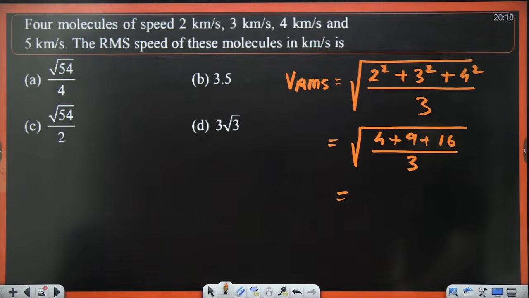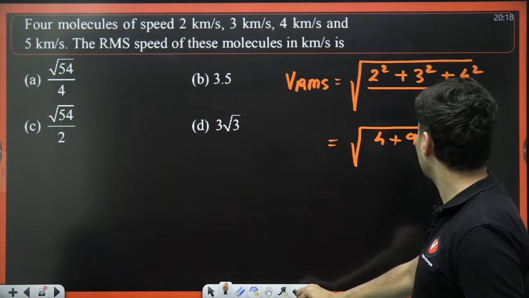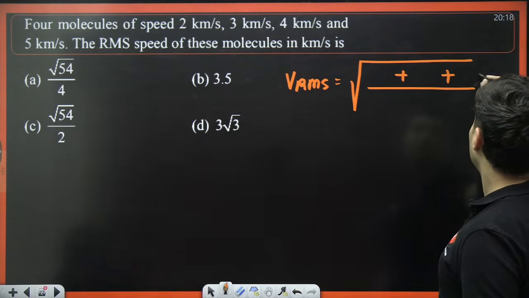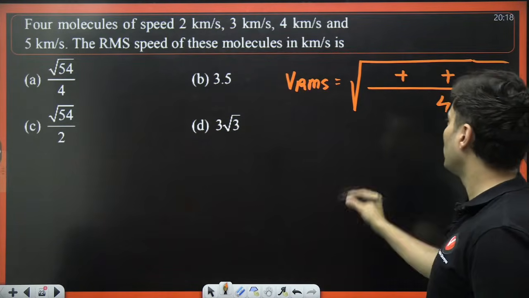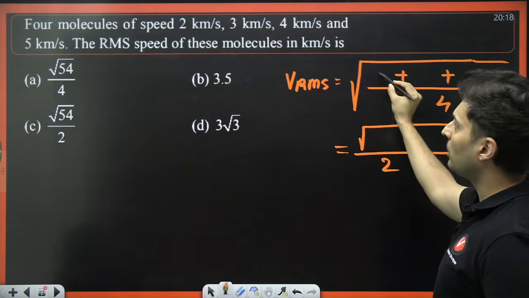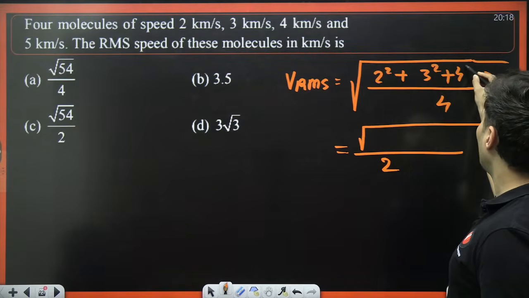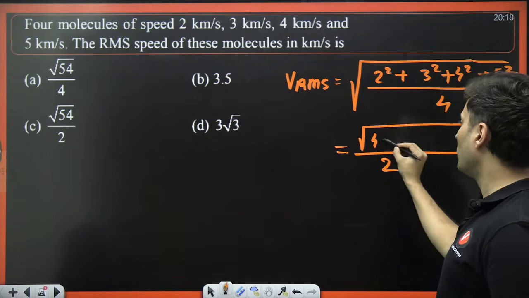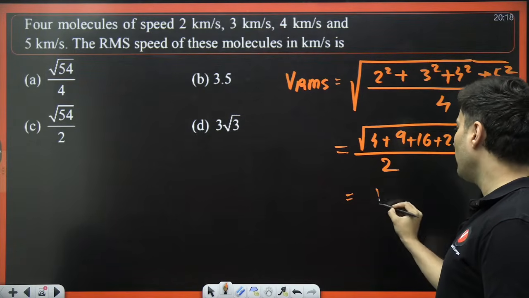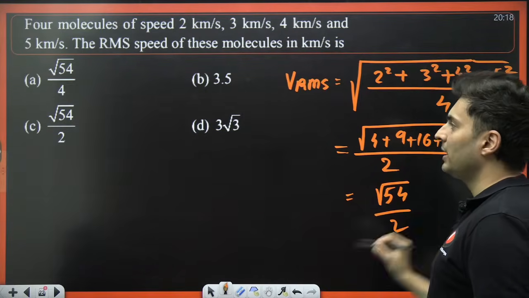4 square is 16, 3 square is 9 and 4. Oh sorry, there is one more number, my bad. There are 4 numbers. So divided by 4. So root 4 is basically 2. So the root remains only on the top. What are they? 2 square, 3 square, 4 square and 5 square. 4 plus 9 plus 16 plus 25. Yes, that's going to be root of 54, the whole thing divided by 2.